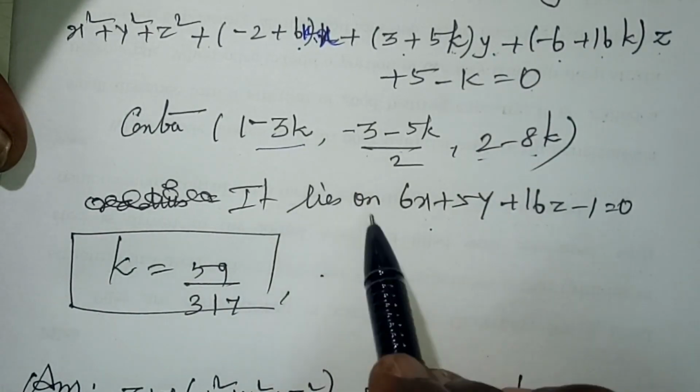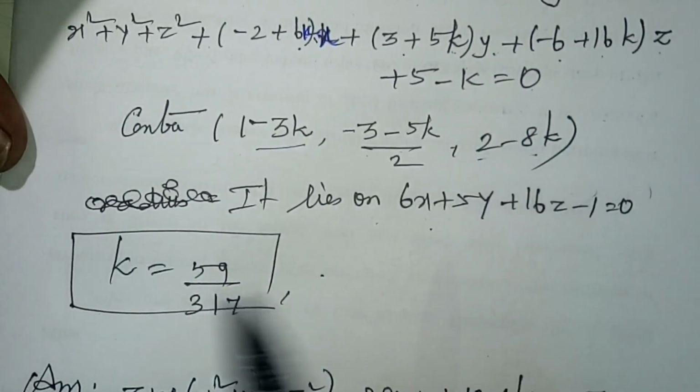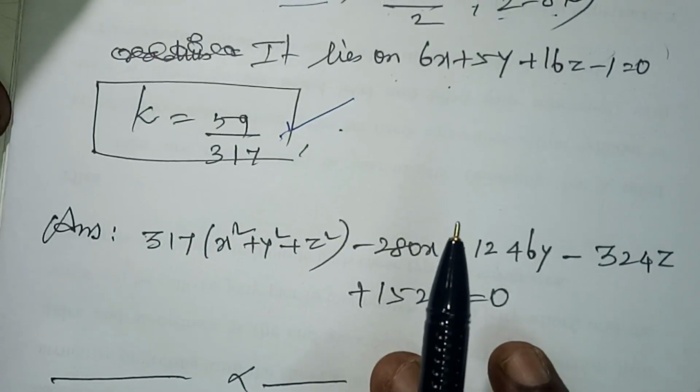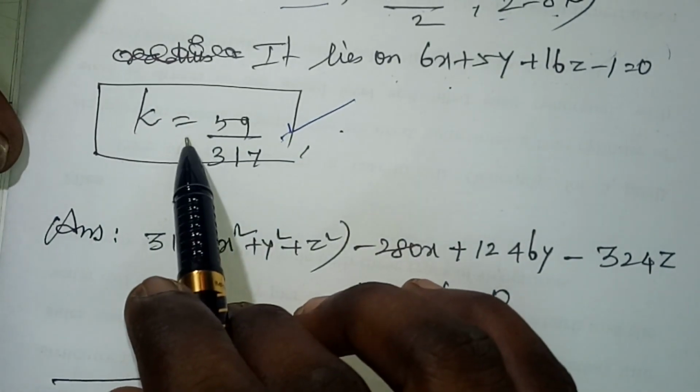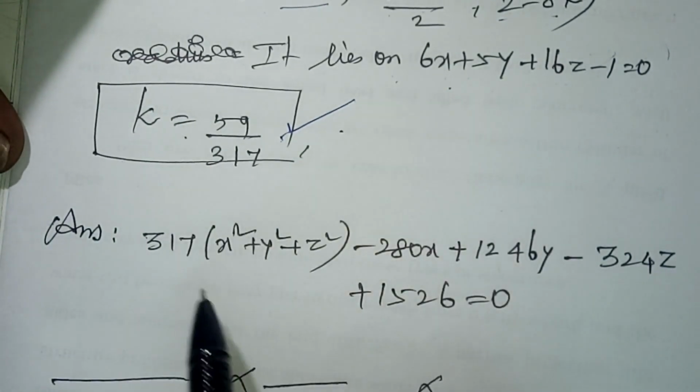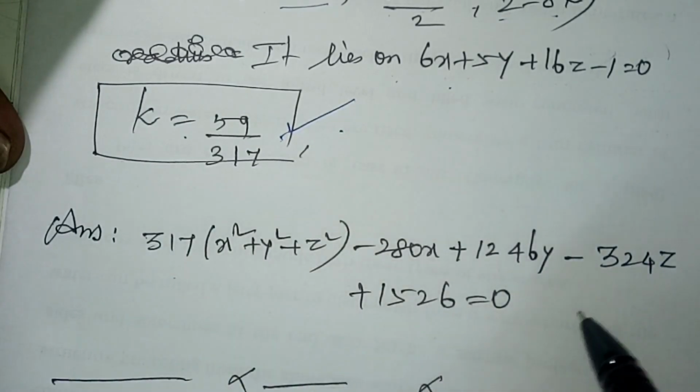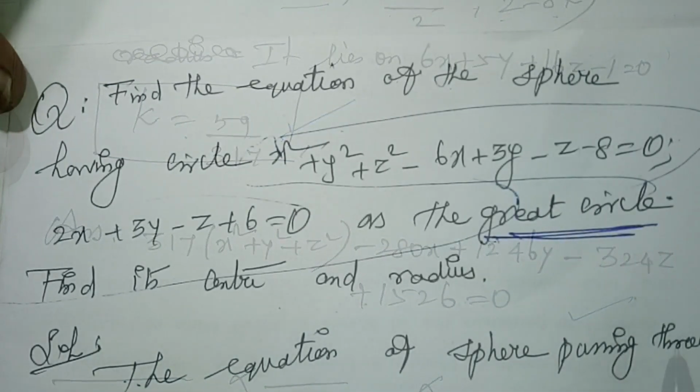Now substituting these values in the equation of the plane, I got k = 3/17. After that, substituting this value in the equation of sphere 1, finally I got this answer. You can try to check your answer.